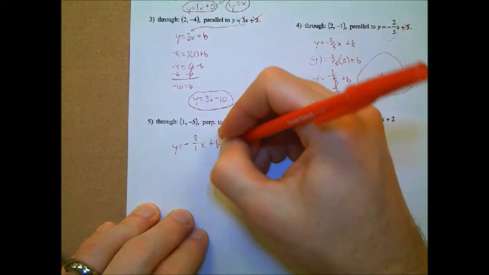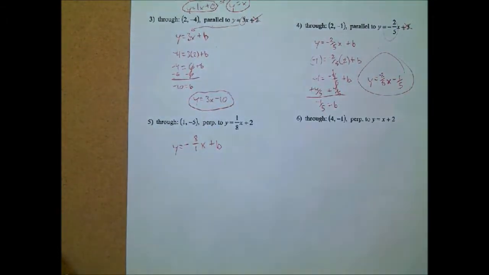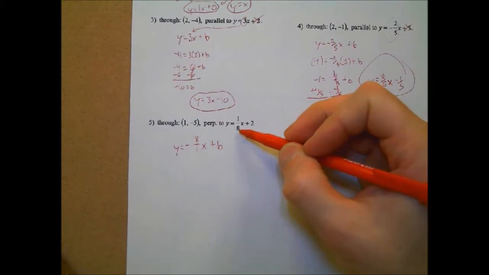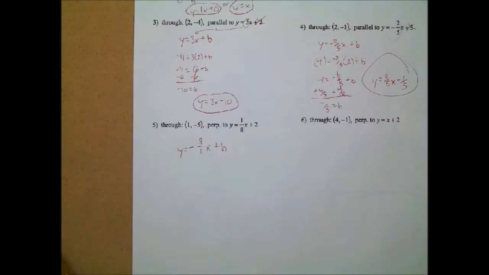And we'll put the plus b there as well. Okay? So we took positive 1 over 8, and we make it negative 8 over 1. And that's our perpendicular slope. And after this, it's the same thing.